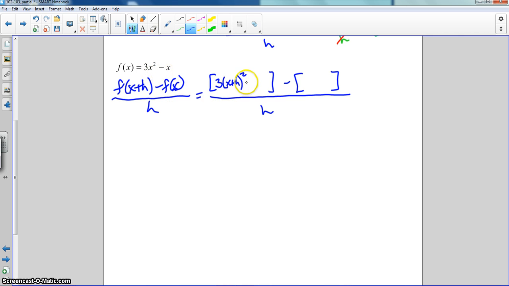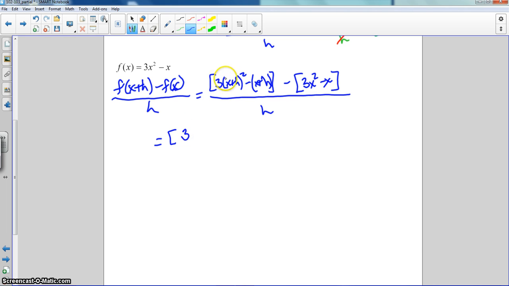Okay, and then minus, and now you really need to make sure you use the parentheses here, because otherwise you're going to forget to distribute the negative, x plus h, okay, and then lastly I just have to recopy the function, 3x squared minus x. Okay, now this first part, there's a little bit more algebra to do. So let's go ahead and do this. I'm going to leave the brackets for now, just so we can simplify this part here.